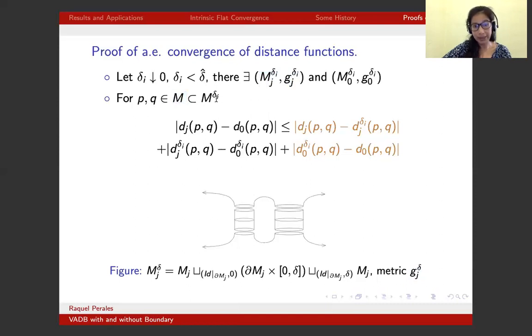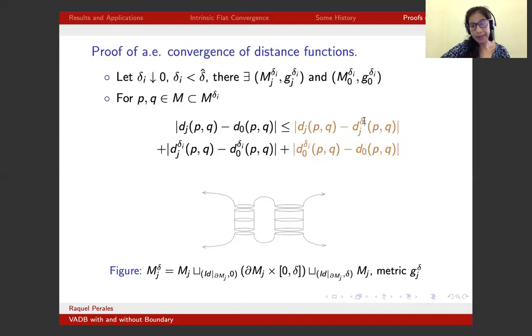and I can see them in a copy of M delta I. And once I see them in a copy of M delta I, I can use the triangle inequality to calculate the dj distance between P and Q minus the d0 distance between P and Q. So here I will have a triangle inequality. And in this triangle inequality, what we have is these distances in brown. In these distances in brown, I have a fixed manifold. So here I have manifold Mj, and here I have manifold M0.